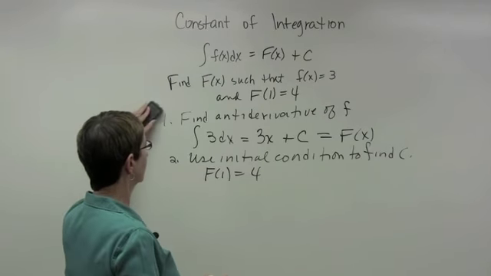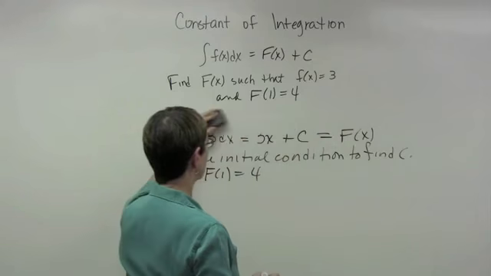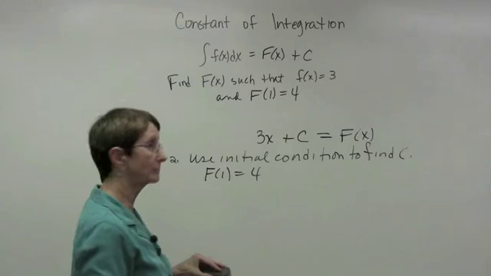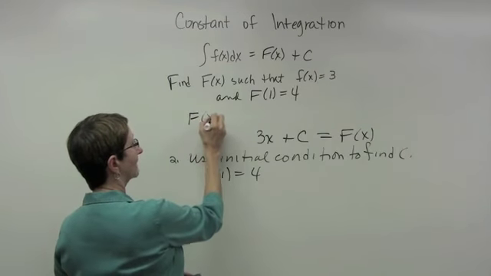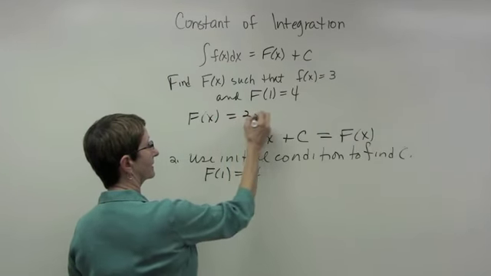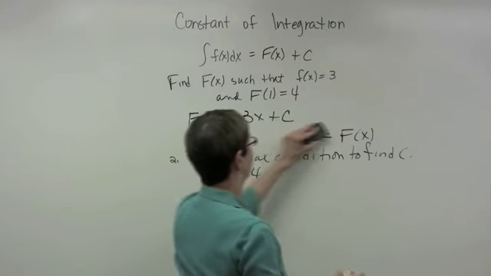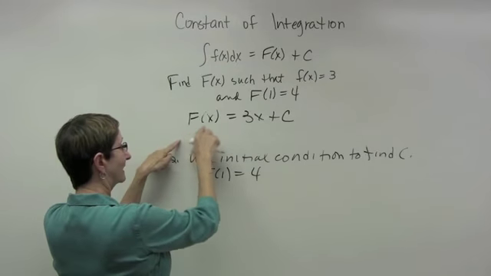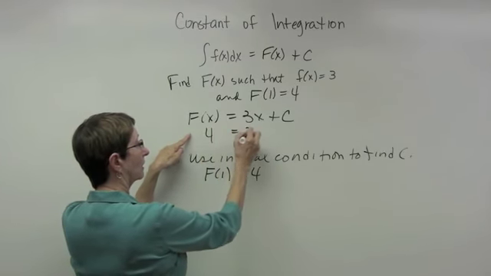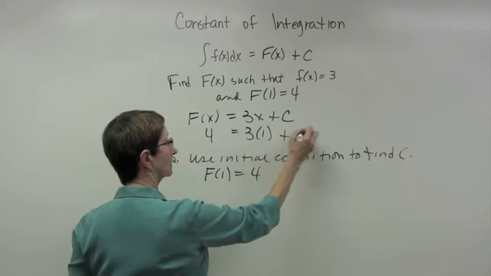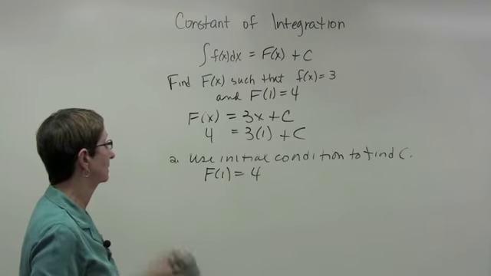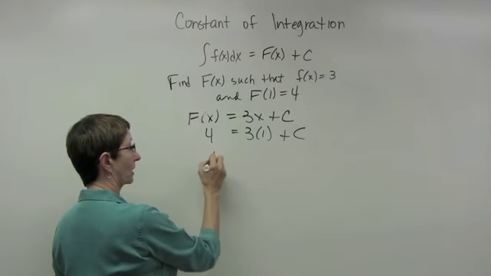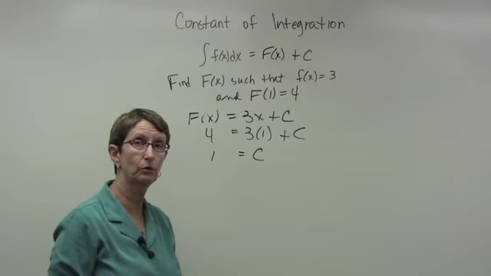So let's go back and use our antiderivative that we found, this 3x plus c. And I'm going to write this as switched, F of x equals 3x plus c, so I can fill in my F of 1. If x is 1, this side is equal to 4, so I let x equal 1. And it gives me an equation to solve. So 4 minus 3 is 1. That's what c is equal to.